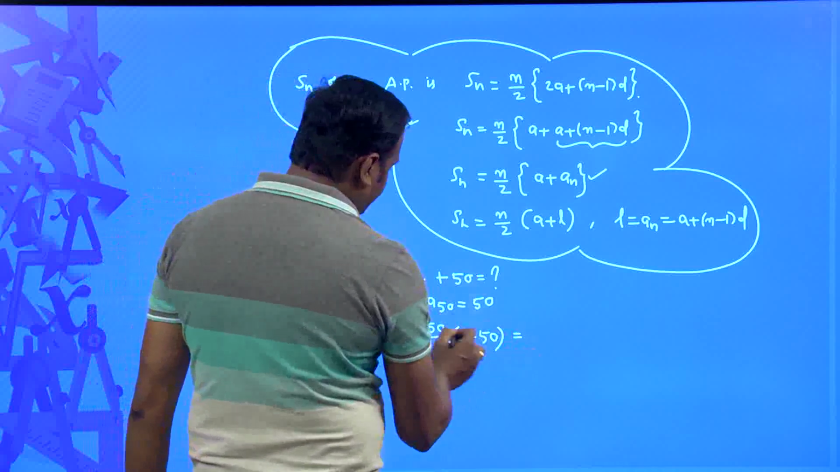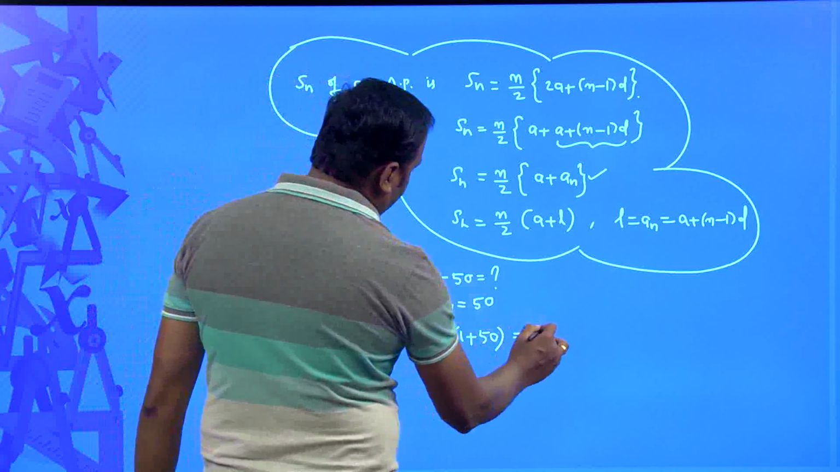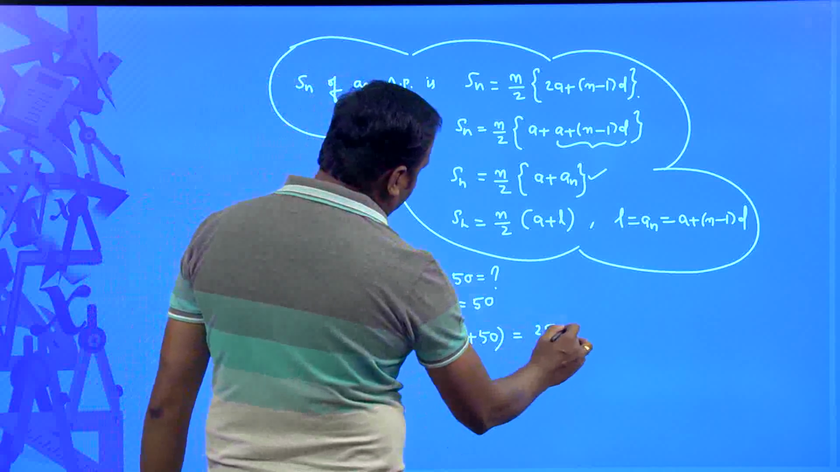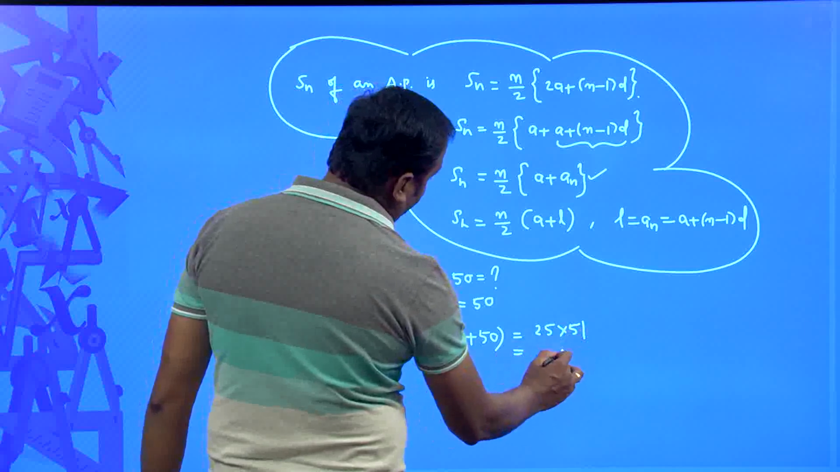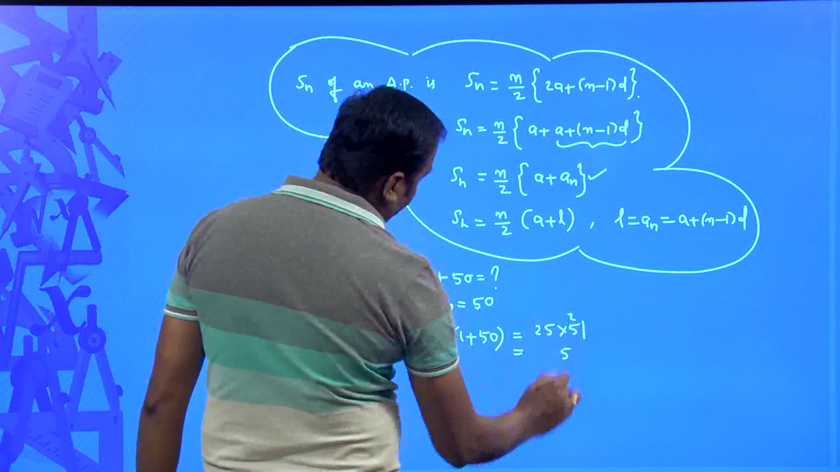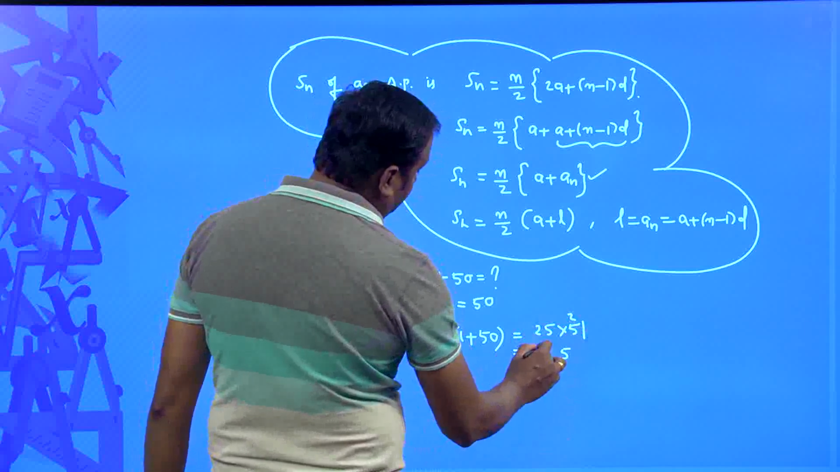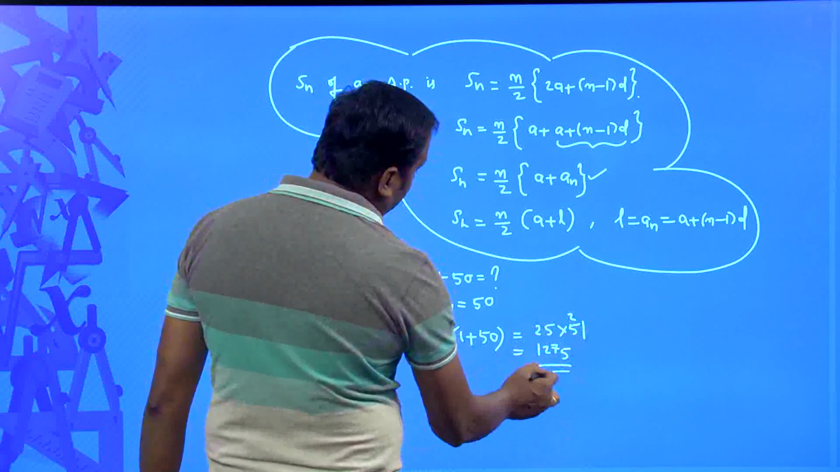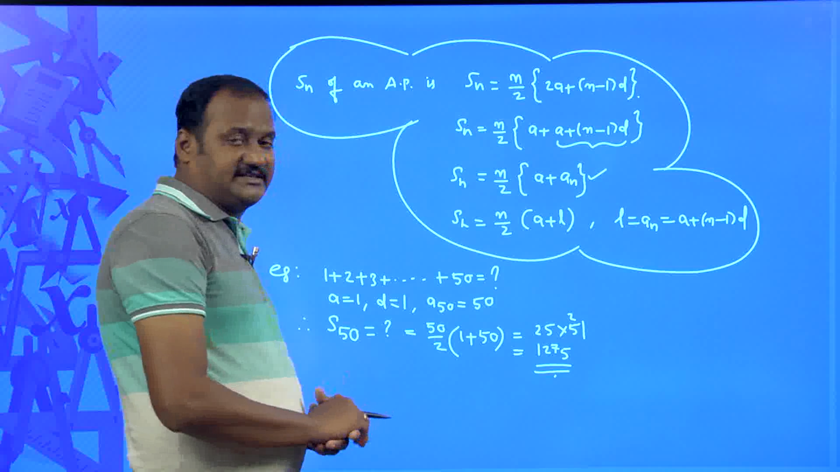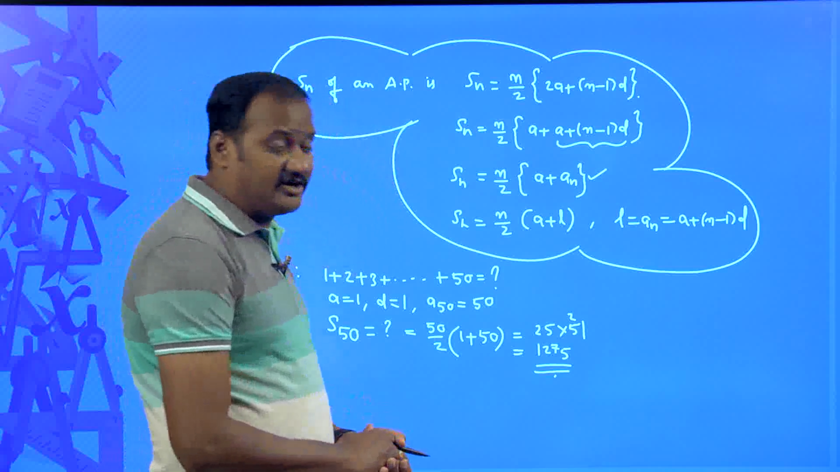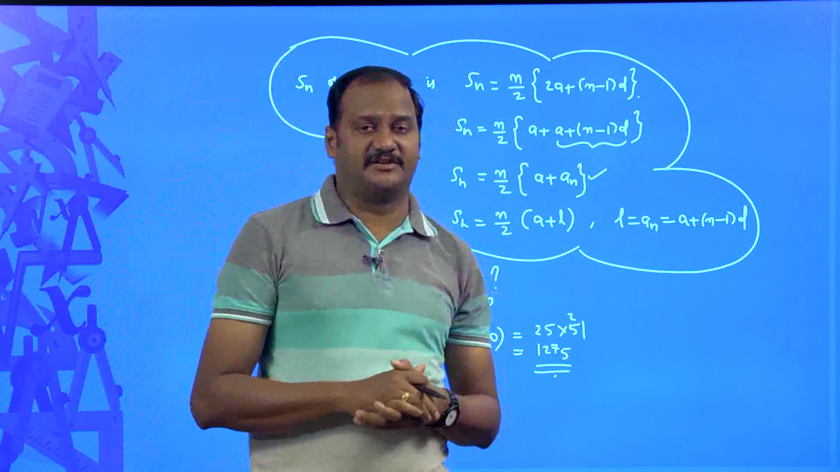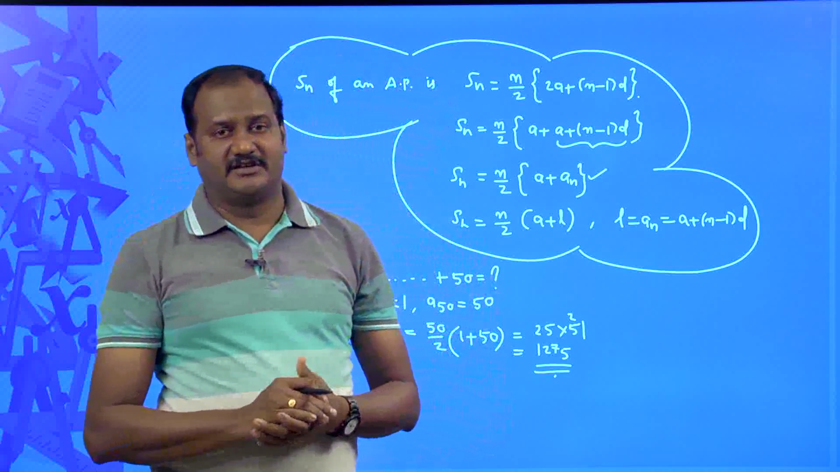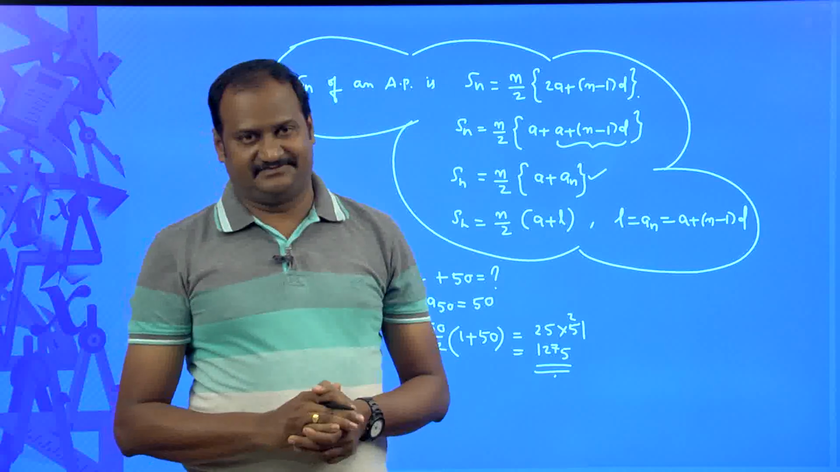Which is going to be 50 by 2 is equal to 25 times 50 plus 1 is equal to 51. So, 25 ones are 25, 5 twos are 10, 25 fives are 125, plus 2 is equal to 127. So, the sum of the first 50 natural numbers is going to be 1275. This way we can understand the formula for the sum of n terms of an arithmetic progression. Thank you.